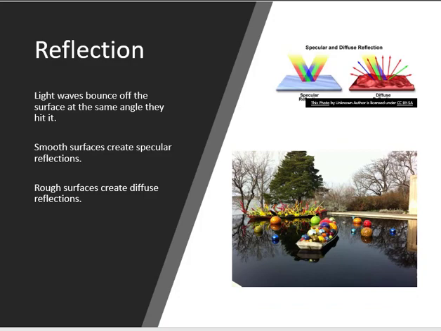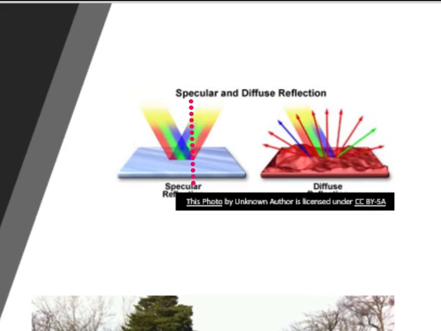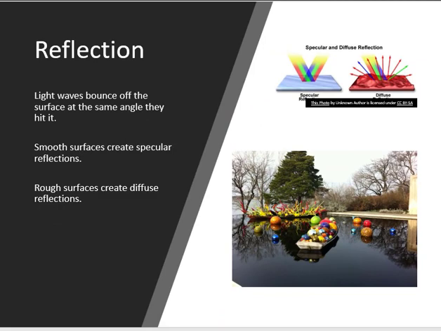Light waves bounce off surfaces, and there's a law of reflection that says it's going to bounce off the surface at the same angle that it hits it. This is with respect to the normal, perpendicular to the surface. Smooth surfaces create that nice, clean, specular reflection, so it looks almost exactly like the object that it's reflecting. Rough surfaces create what's called a diffuse reflection because they have so many different bumps and angles to reflect off of. Those outgoing rays end up going in a whole bunch of different directions.